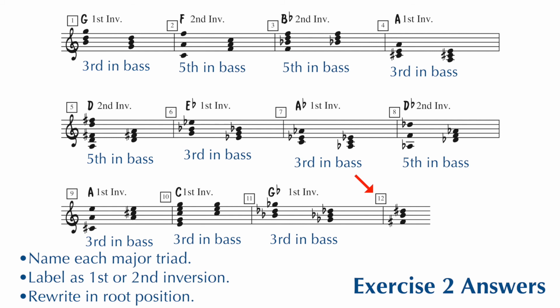Number 12, I can take the F sharp at the bottom, raise it an octave. Now I have a nice neat B, D sharp, and F sharp all stacked up on top of each other. This is a B major chord, originally in second inversion because the fifth of the chord, the F sharp, is the lowest note of the chord.